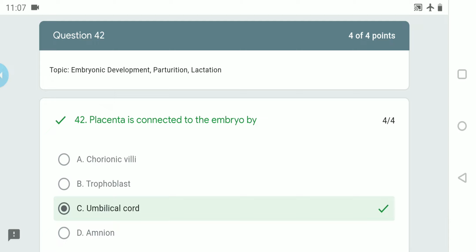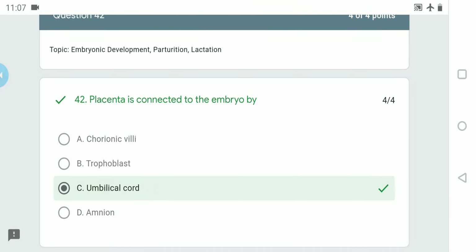The next question is related to embryonic development, parturition, lactation. The placenta is connected to the embryo by. First of all, what is the meaning of the placenta? Placenta is an organic connection between the maternal tissue and the fetus through which physiological exchanges are taking place, isn't it? Here the question is, the placenta is connected to the embryo by, isn't it? The placenta is connected to the embryo by the umbilical cord. Yes.